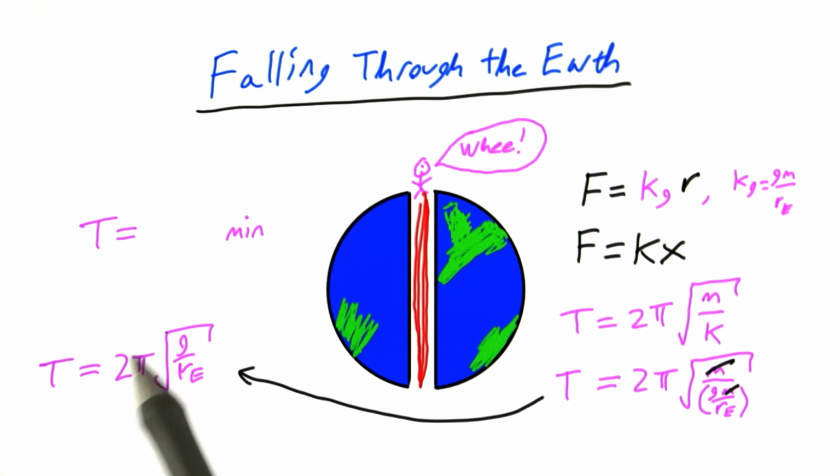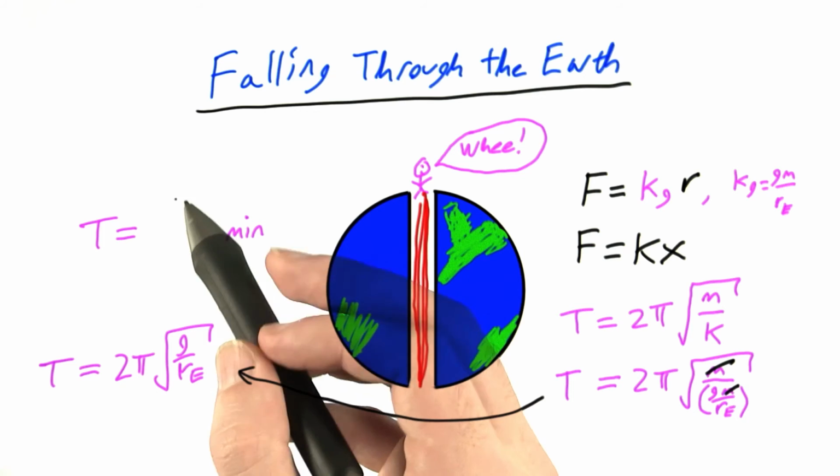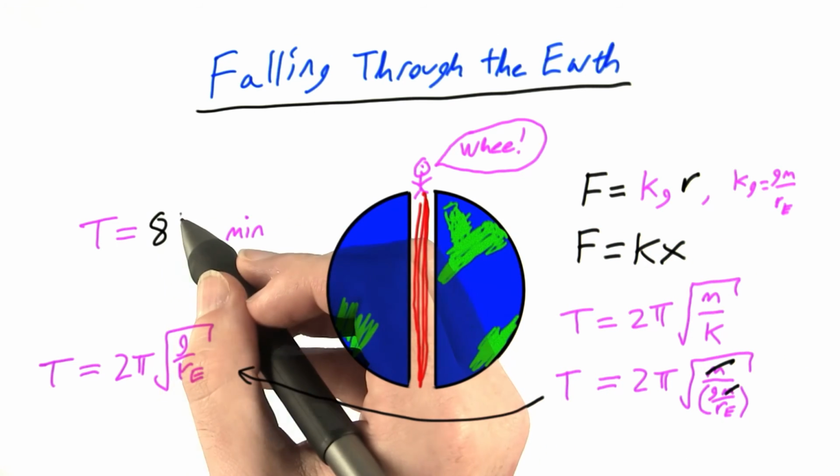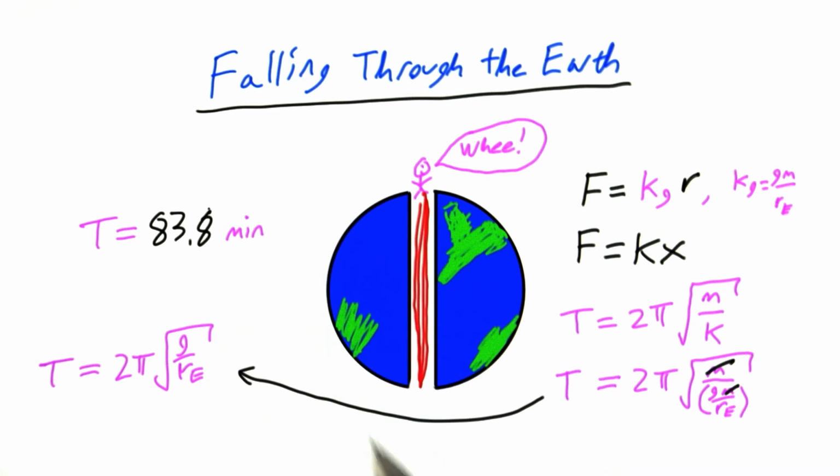And I know all the values here, and plugging in all those numbers, I find that the period of this oscillation is equal to 83.8 minutes. If you are able to get this value, congratulations.